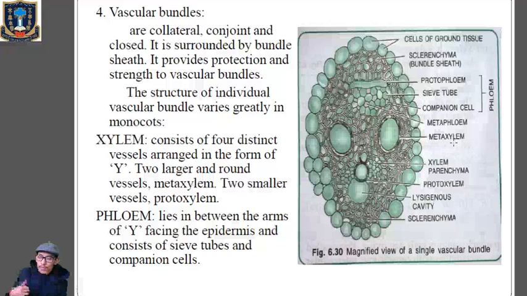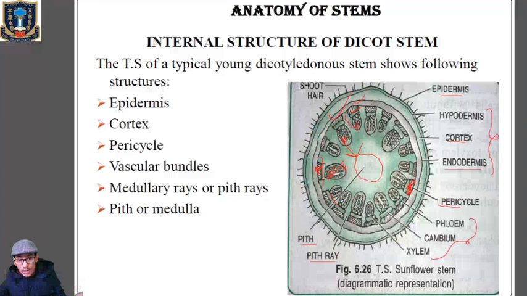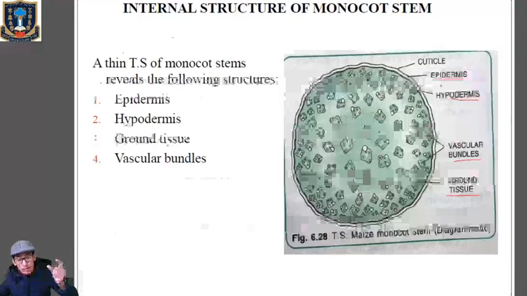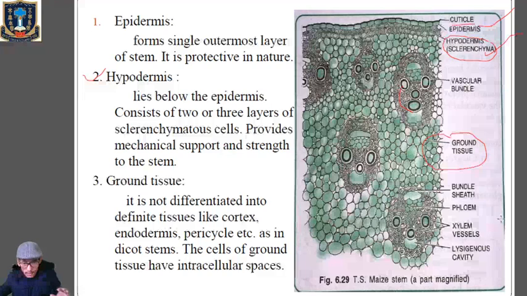Now here you get two terms, open and closed vascular bundles. When we were discussing the dicot stem, we saw the presence of cambium between the xylem and the phloem. In that first diagram, if you remember, we can see cambium in between the xylem and phloem, so it was called open type. But here we don't see the presence of cambium in between the xylem and the phloem, so it is called closed vascular bundle. Clear? Okay.